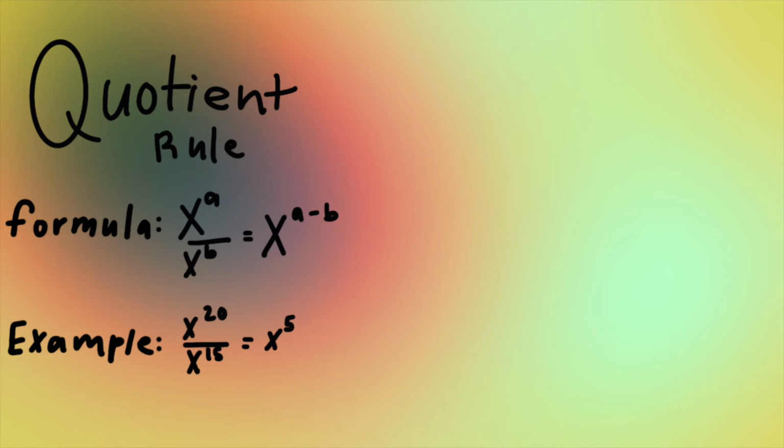Here's the next rule, the quotient rule. The quotient rule is the opposite of the product rule. The rule is for dividing, and instead of adding the exponents, you would subtract them. Here's the formula.